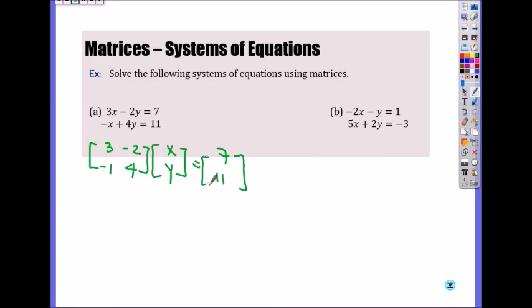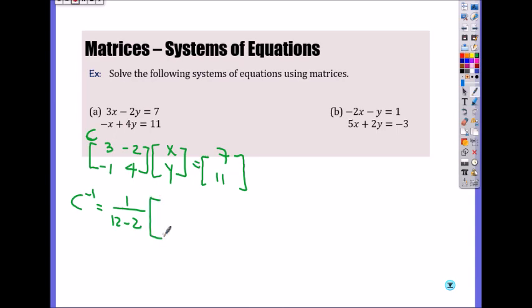So how do you find the inverse? Let's say this is C. The inverse of C is what? 1 over the determinant. What's the determinant? Multiply this times this, minus that times that. So 3 times 4 is 12, minus 2. So 10 is the determinant, right? Not 1 over 10. 10 is the determinant.